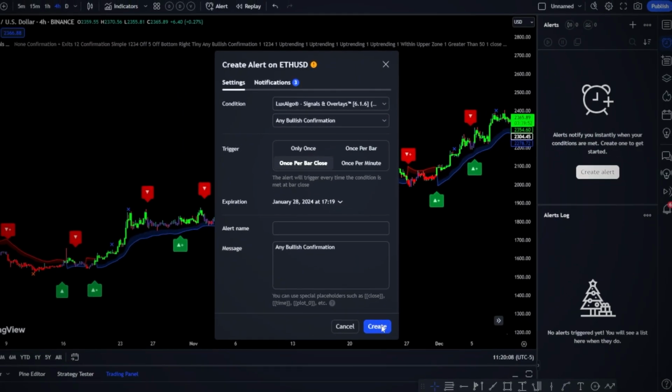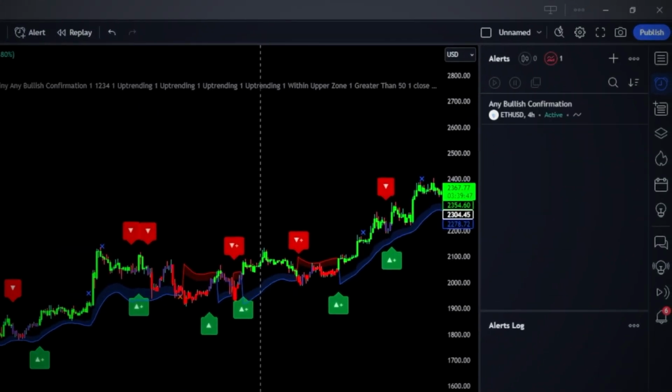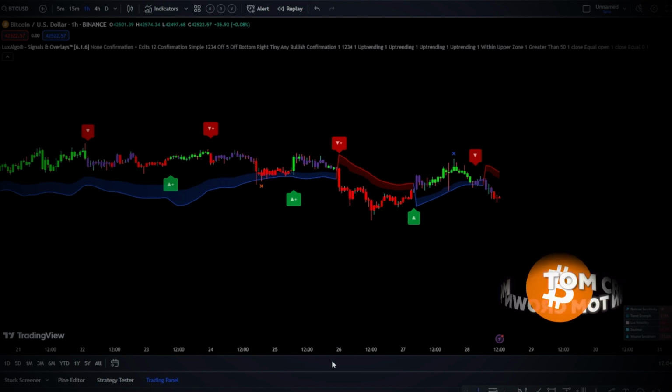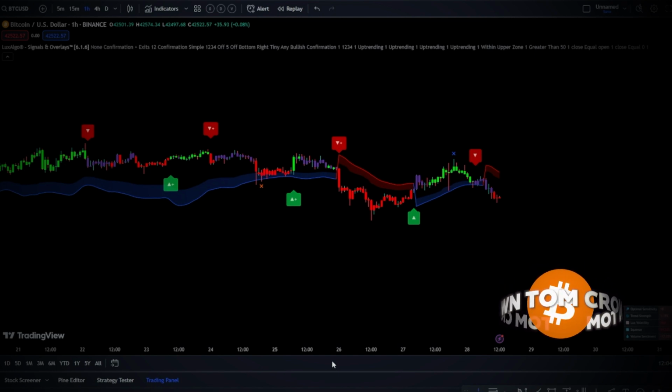So if you click on create, you'll now see that the alert is active in the alerts log. This means you've done it correctly. Whenever it prints a bullish confirmation signal, it'll send you an alert letting you know. I know that was a lot, but let's put it all together. Let's go over how we would actually use this indicator.